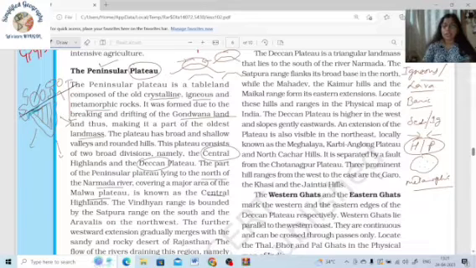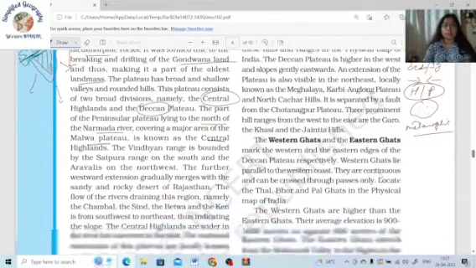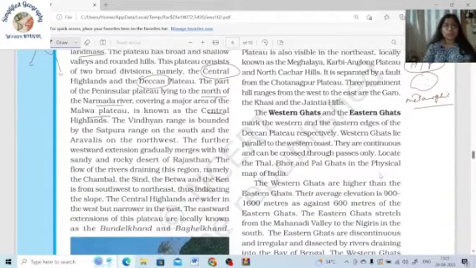South of the Aravallis on the northwest, the farther westward extension gradually merges with the sandy and rocky desert of Rajasthan. The flow of the rivers draining this region, namely Chambal, Sindh, Betwa, Ken. So, which are the four main channels? Chambal, Sindh, Betwa, Ken are the southwest to northeast rivers, thus indicating the slope. Okay, the slope is from here to here. So, Chambal, Sindh, Betwa, Ken.